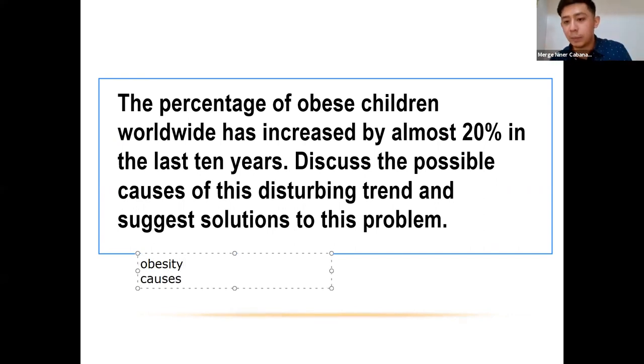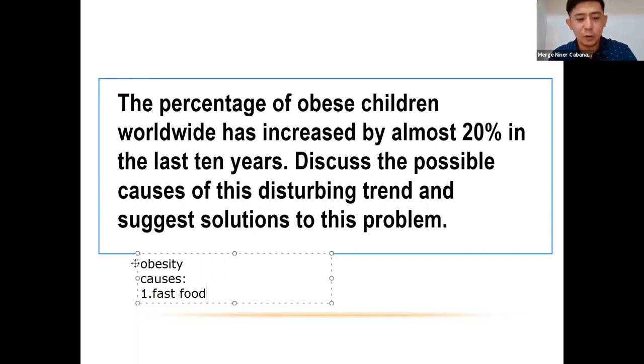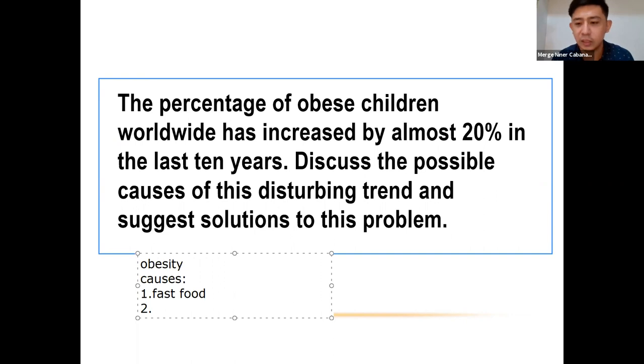So causes. Before we end, Jezreel, can you give me causes of obesity among children worldwide? I think, sir, the fast food, sir. Fast food. There, fast food. So we will explain later why fast food. And what else? Give me one, Christine Magadia. What else is the cause of obesity? Sir, it is also included in the food. Improper diet. That's it, improper diet. We will add this one.